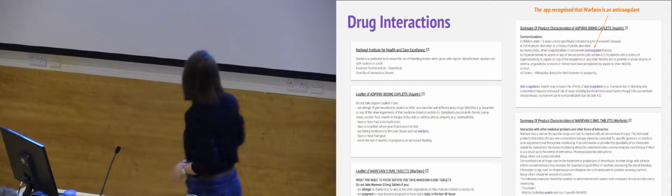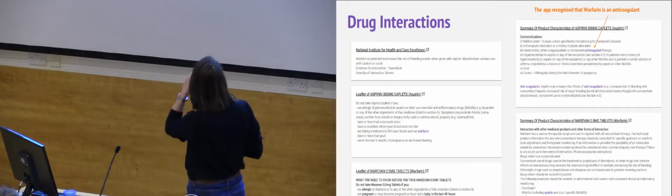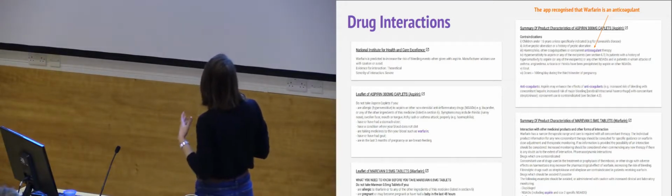For drug condition interaction, the user can input the name of a drug and also a condition, and the app returns whether the drug is safe to take with that condition. And here in this example, chlormetazepam is not recommended for pregnancy.